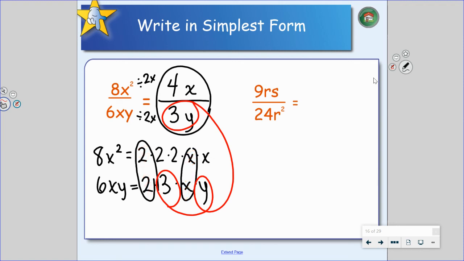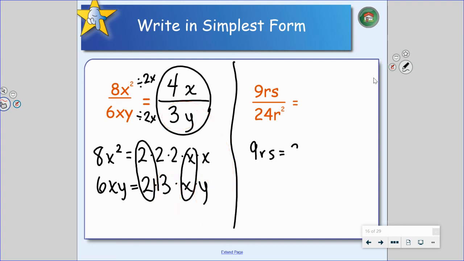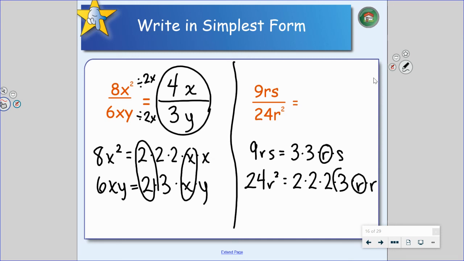Let's go ahead and do the same thing with this second example. 9rs is the same as writing 3 times r times s. 24r squared: 2 times 12, which is 2 times 6, which is 2 times 3. There is the prime factorization of 24. And then r and r. And so we can now identify the greatest common factor of both numerator and denominator will be 3r.